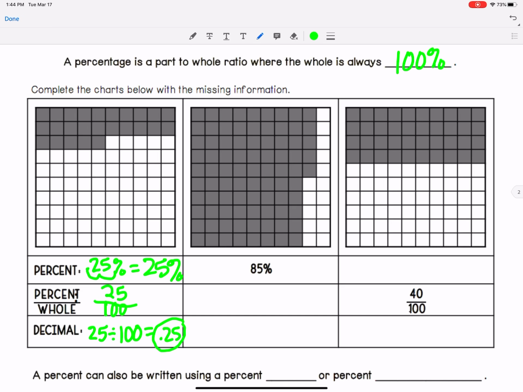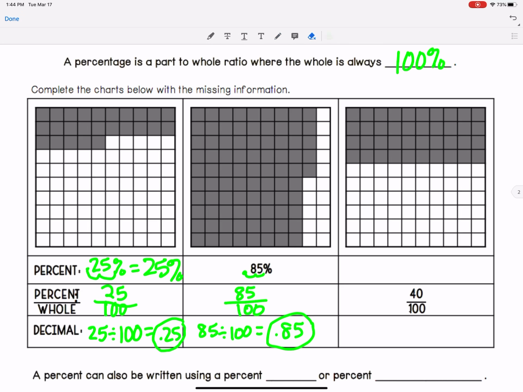Let's go ahead and try that for the next question. It says here we have 85%. Well, if I had my shaded boxes out of the total number of boxes, that means I would have 85 boxes out of 100 that are shaded. And if I had to make that into a decimal, I could do 85 divided by 100, and that would give me 0.85. Or another way I could get 0.85 is if I take my percent sign and I move it 2 places to the left, that moves it back to a decimal, which also gives me 0.85.